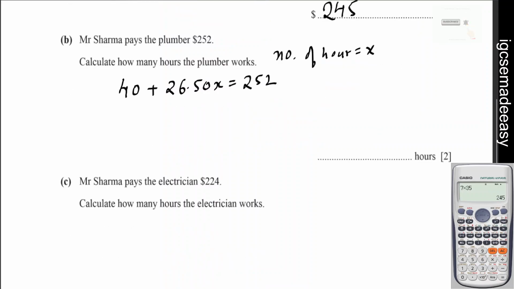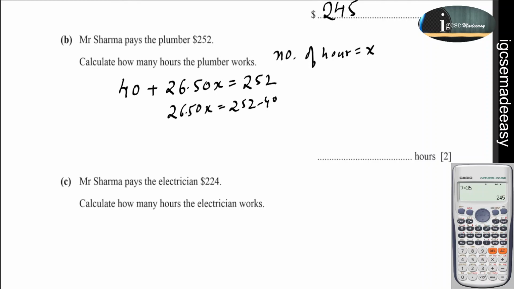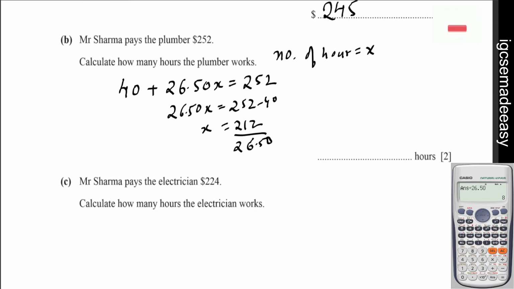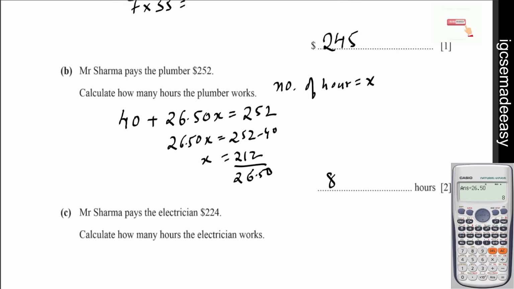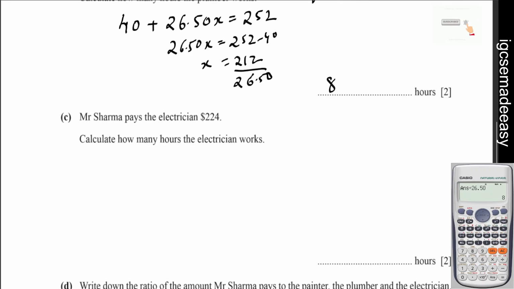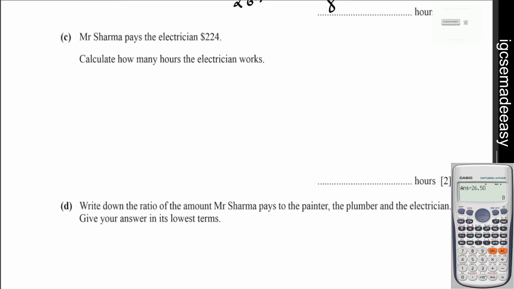So if we solve this, 26.50x equals 252 minus 40. 252 minus 40 gives you 212. So the value of x will be 212 divided by 26.50. So the answer is 8. It means that the plumber works for 8 hours and Mr. Sharma paid $252.